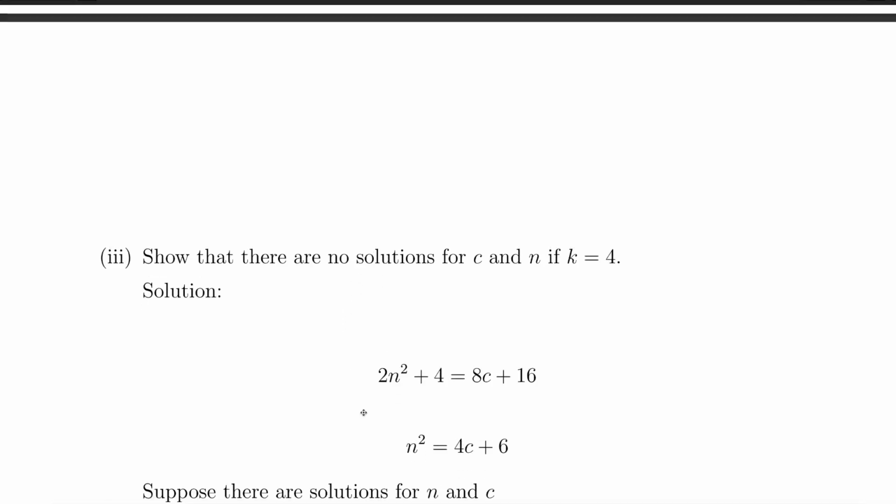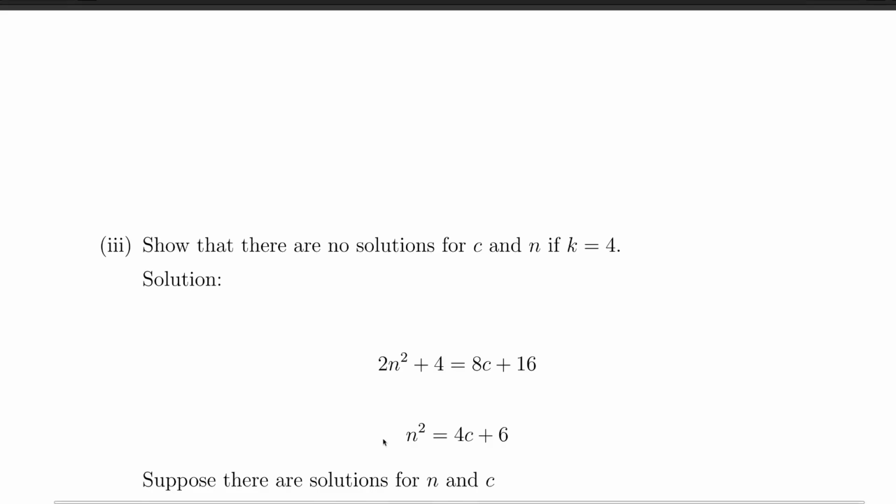So let's assume for the sake of contradiction that there are solutions for n and c, because you can't really solve this by a counterexample. You can't counterexample every possible solution for c and n. So you have to solve the opposite way. You have to assume that there are solutions and then come to a contradiction. Maybe there are other ways, but this is the way that I thought of doing first.